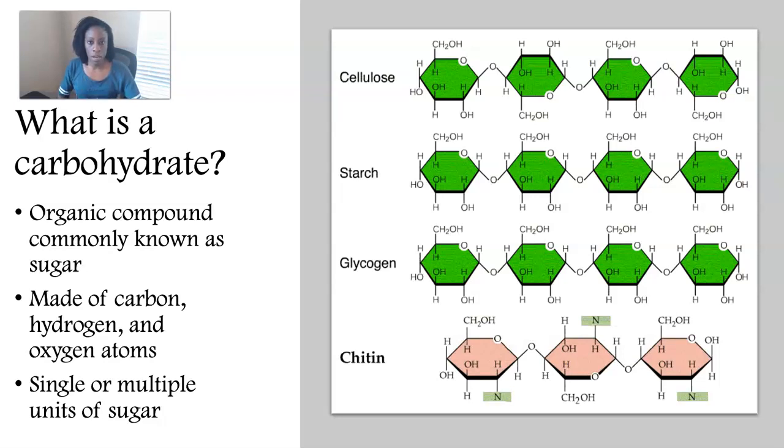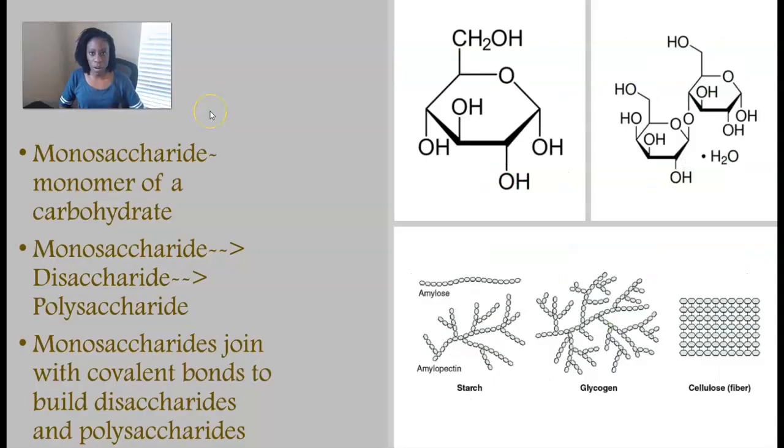So to put it simply, a carbohydrate is a sugar. It can be a simple sugar or a complex sugar, but it's sugar nonetheless. So from a biological standpoint, you can use the word sugar and carbohydrate interchangeably, although we don't always do that in everyday life. The simplest carbohydrates are called monosaccharides, which literally means single sugar.